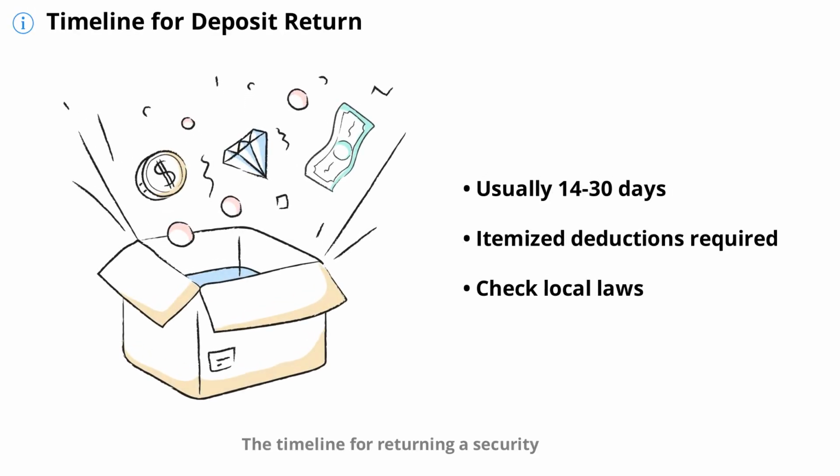The timeline for returning a security deposit varies by location and agreement. In many places, landlords must return the deposit within 14 to 30 days after you move out. They may also be required to provide an itemized list of any deductions. Always check your lease and local laws so you know what to expect and can follow up if there are delays.